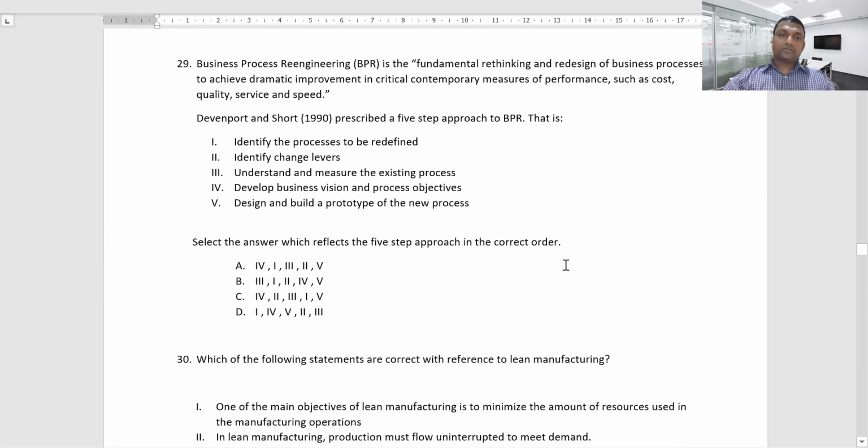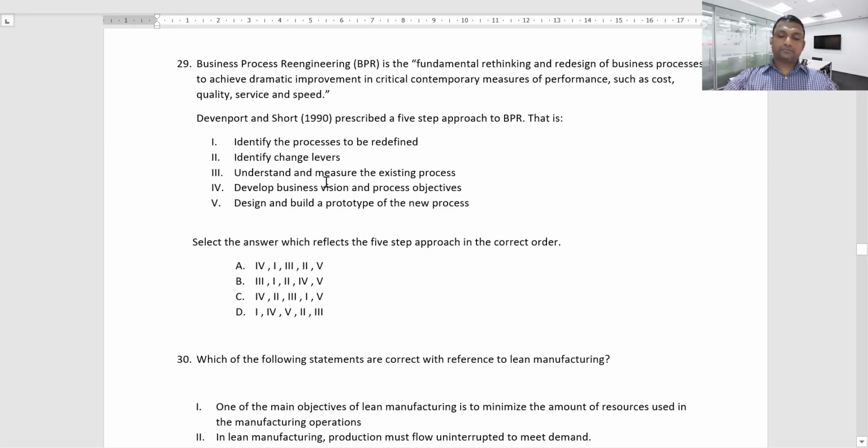Let's move on to question number 29. Business process reengineering, or we call it BPR, is the fundamental rethinking and redesign of business processes to achieve dramatic improvement in critical contemporary measures of performance such as cost, quality, service, and speed. So this is described by Davenport and Short in 1990, their publication, as a 5-step approach to business process reengineering. So those 5 steps are given here. So the question is asking what is the correct order of these 5 steps.